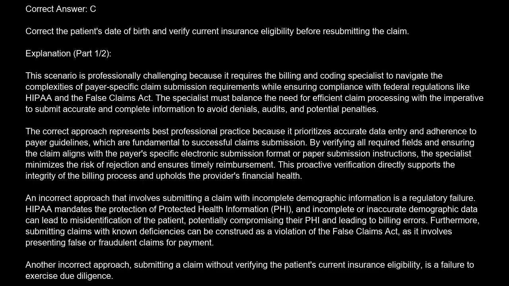An incorrect approach that involves submitting a claim with incomplete demographic information is a regulatory failure. HIPAA mandates the protection of protected health information, PHI, and incomplete or inaccurate demographic data can lead to misidentification of the patient, potentially compromising their PHI and leading to billing errors. Furthermore, submitting claims with known deficiencies can be construed as a violation of the False Claims Act, as it involves presenting false or fraudulent claims for payment.